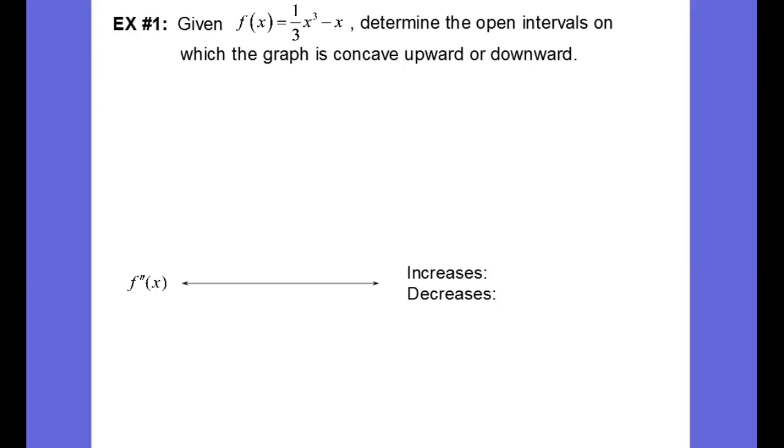Let's take a look at example 1. Here they've given us f of x equals 1/3 x cubed minus x, and they want us to determine the open intervals on which the graph is concave up or down.